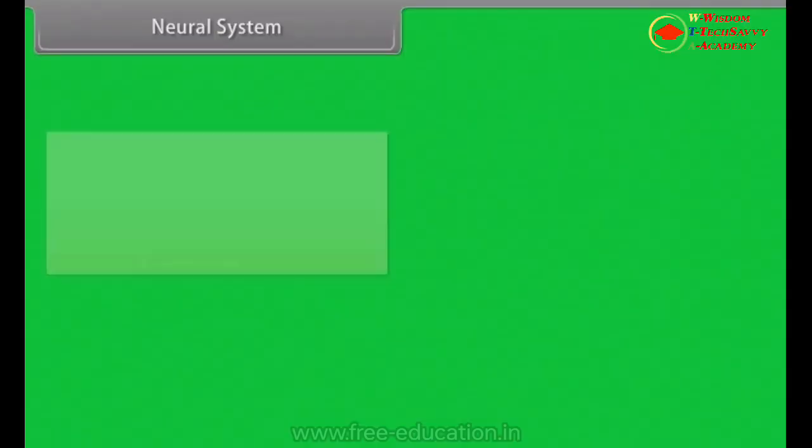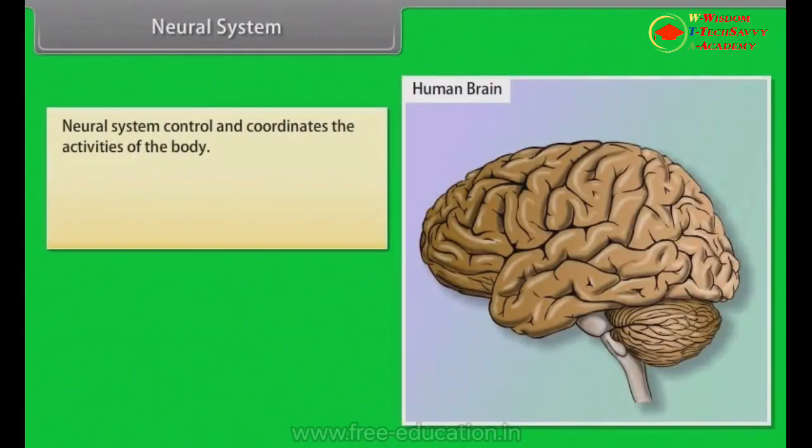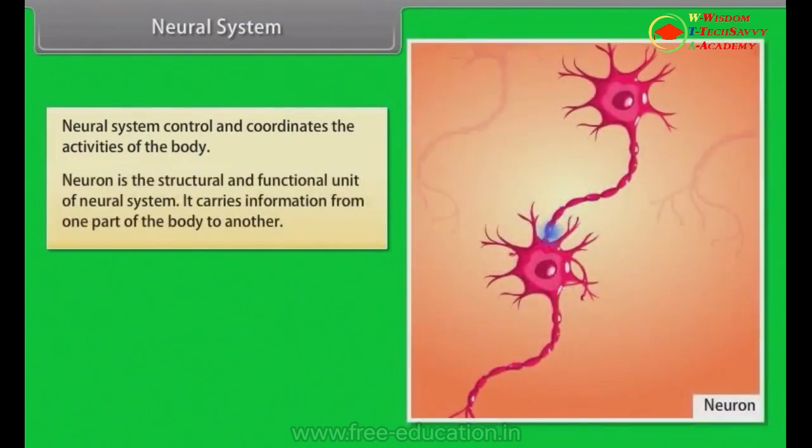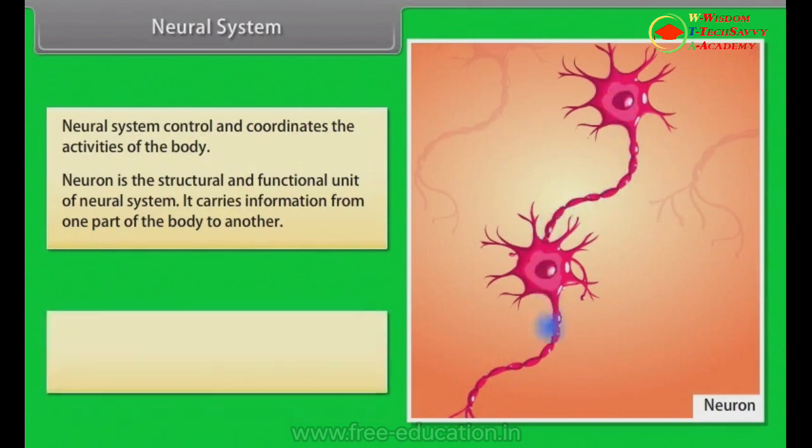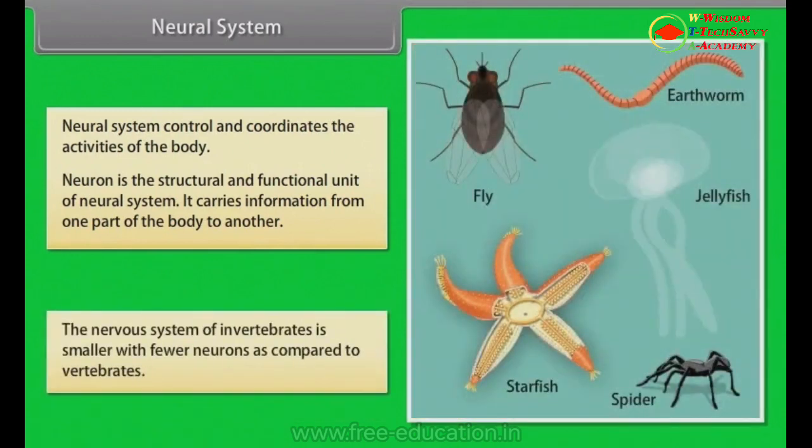Neural system. The neural system controls and coordinates the activities of the body. Neuron is the structural and functional unit of the neural system. It carries information from one part of the body to another. The nervous system of invertebrates is smaller with fewer neurons as compared to vertebrates.